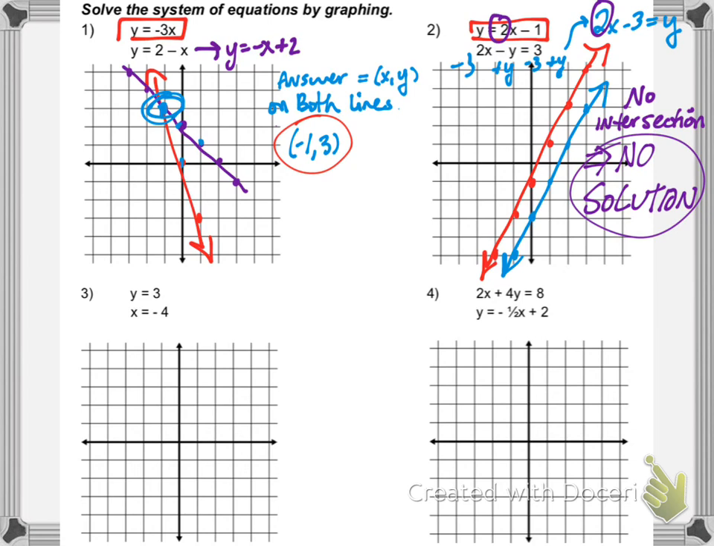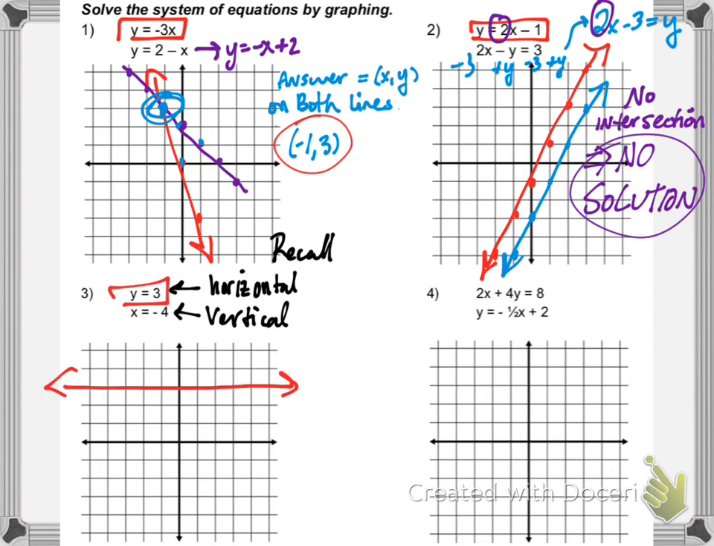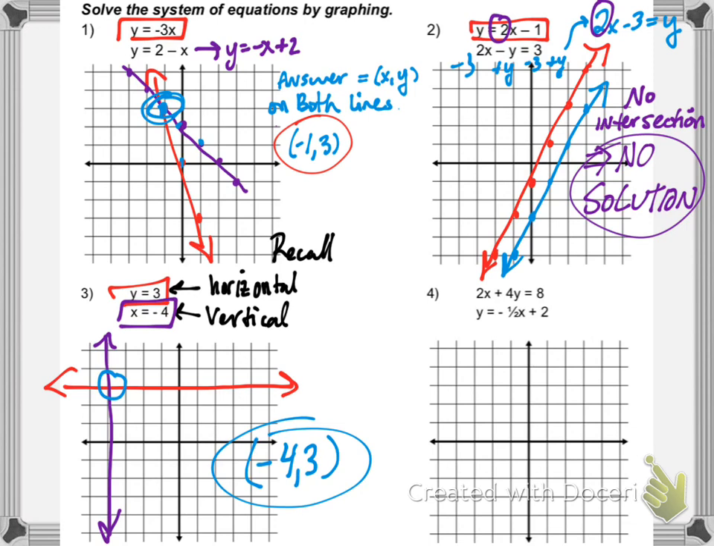My last one, don't forget our special cases, that y equals is a horizontal line, x equals is a vertical line, and therefore those end up crossing at -4, 3 is that answer there.